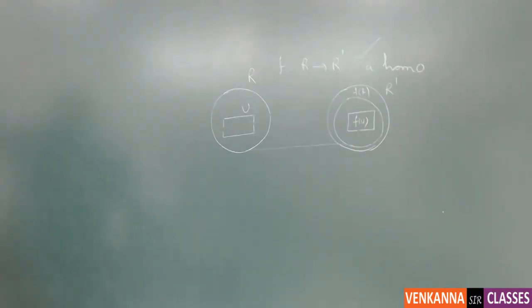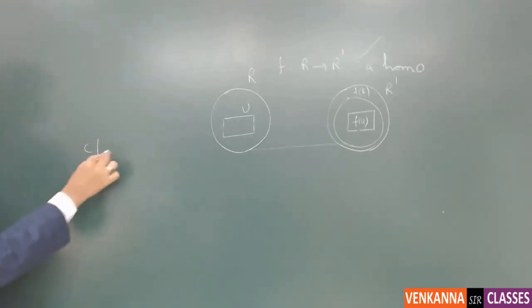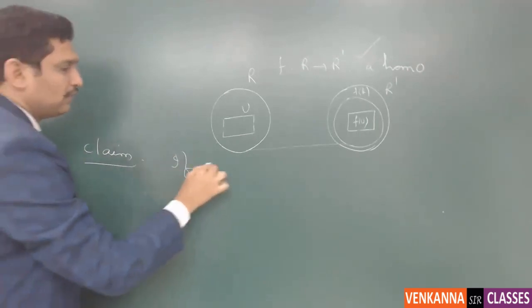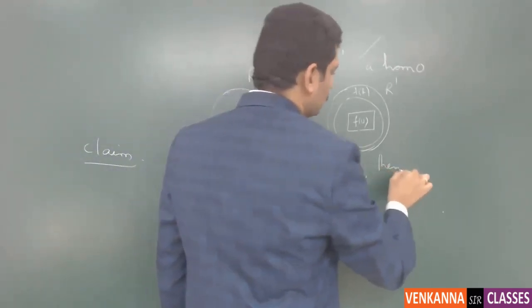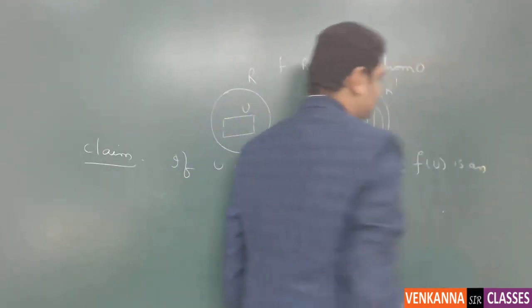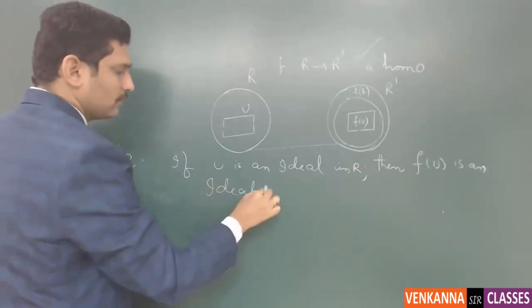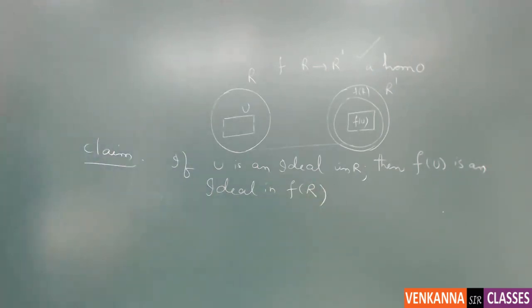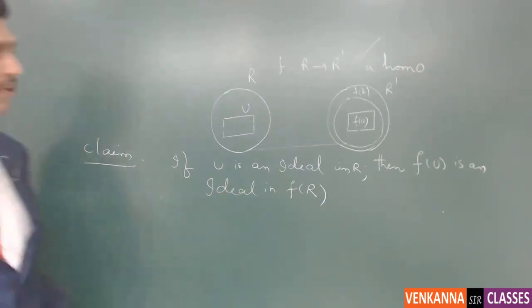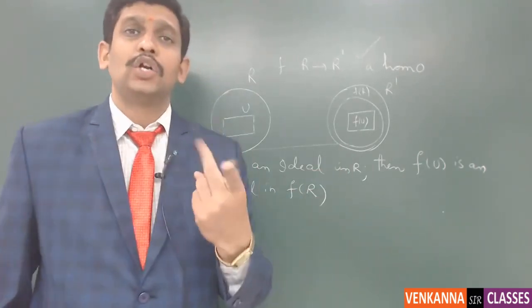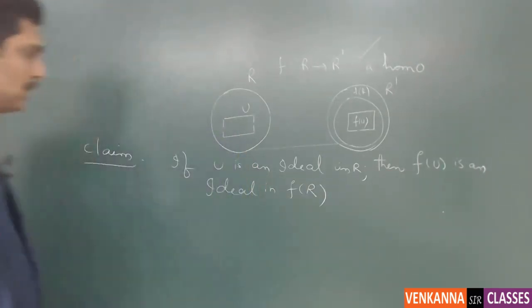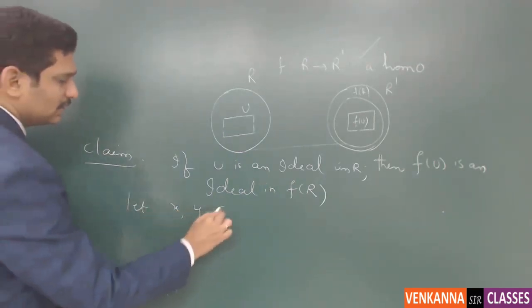So here what is our intention to show? If U is an ideal in the domain, the image set f of U is an ideal for f of R. So what is the claim here? If U is an ideal in R, then f of U is an ideal in f of R. This thing we actually want to show. First of all, it is a non-empty set because it contains the zero element. So you are going to verify the two conditions of ideal for f of U. Let us take that x and y belong to f of U.